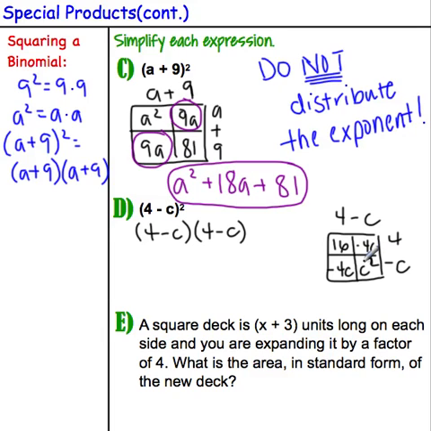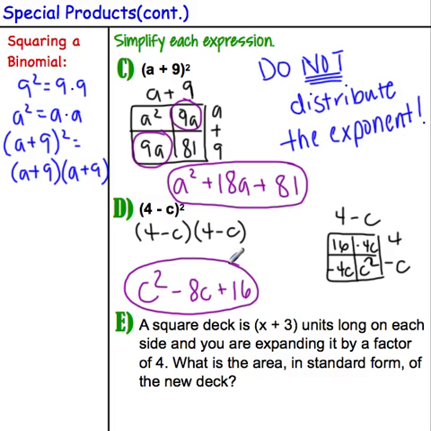So now when I go ahead and combine my like terms and put it in standard form, I get c squared minus 4c minus 4c, which is minus 8c, and plus 16.